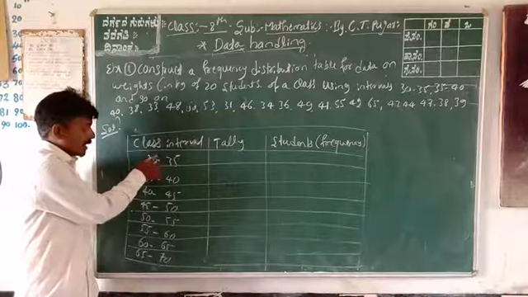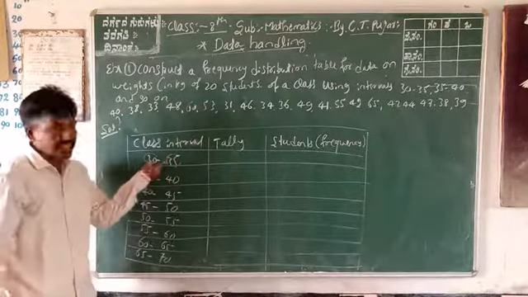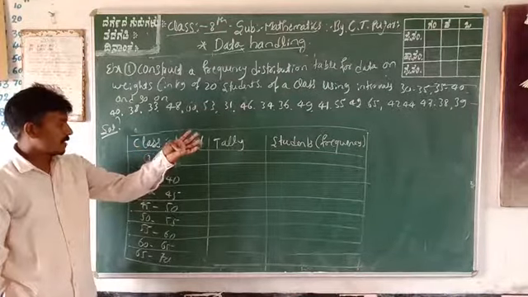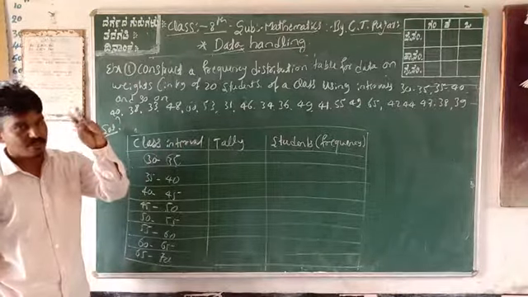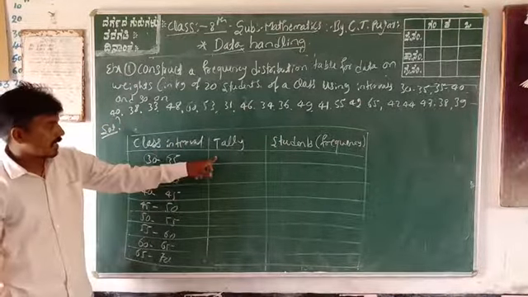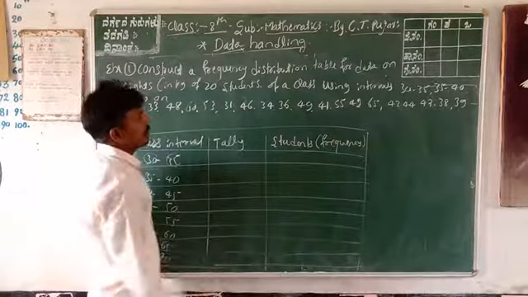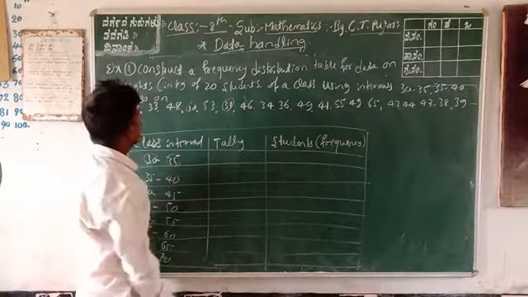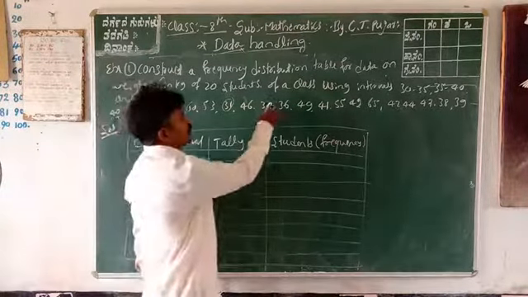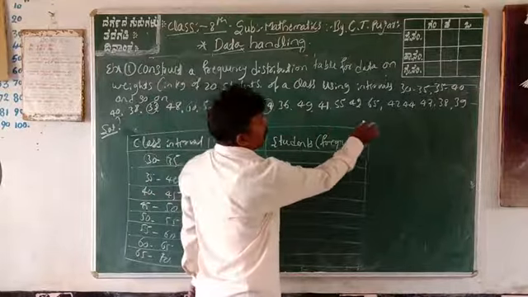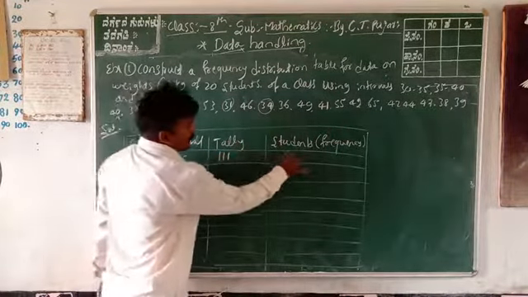Otherwise, 30 is the lower limit, upper limit is 35. The width of the class interval is 30, 31, 32, 33, 34. Only 5 is the class interval. Therefore, in 30, any 30 now? 31 is here, 33. Next, 34. Only 3 students are here. That is 3.